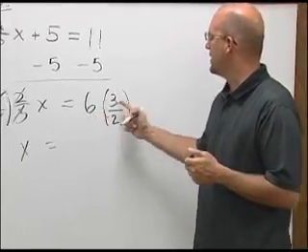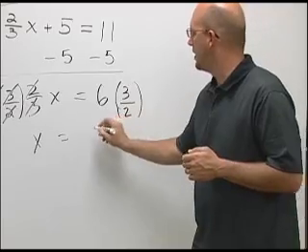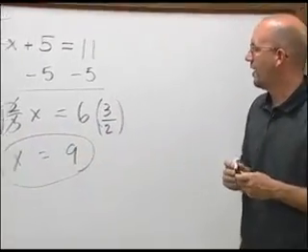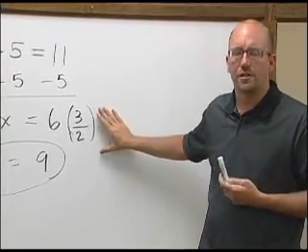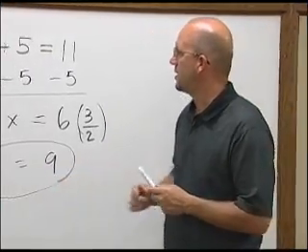And on our right side, 6 times 3 halves. 6 divided by 2 is 3. 3 times 3, 9, our answer. Again, I'm eliminating showing all the math here. This is a problem that we've done before. Let's check to see if our answer makes sense.